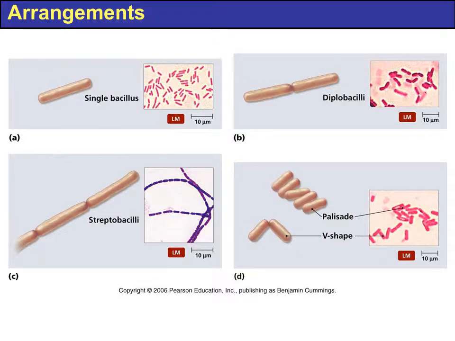So this is a depiction of how those might look. In image B, we see 2 bacilli together. This would be called diplobacilli. We see a long chain in letter C called streptobacilli. We see the palisades and we see the V-shaped. So simple stain can be used to see the size of the cell, the shape of the cell, and the arrangement of cells.